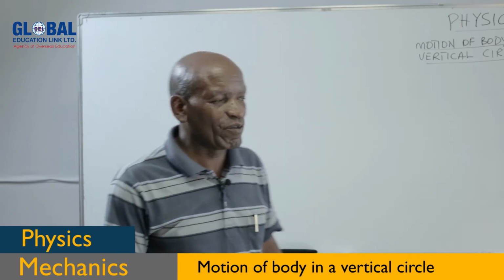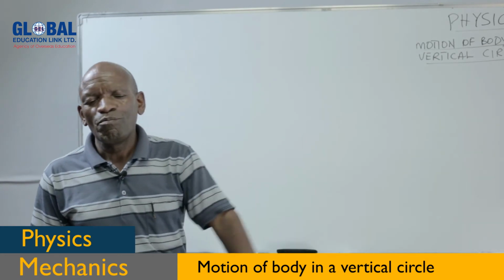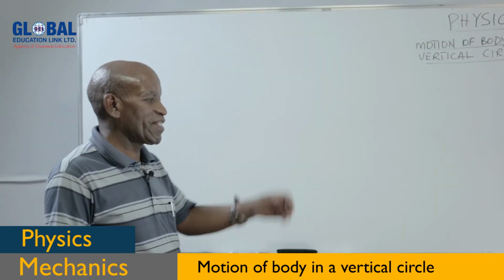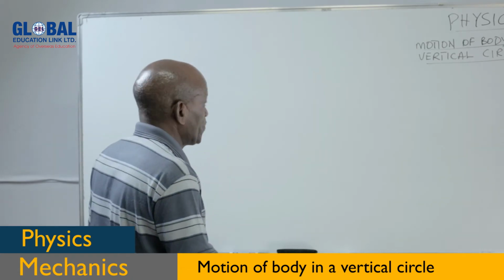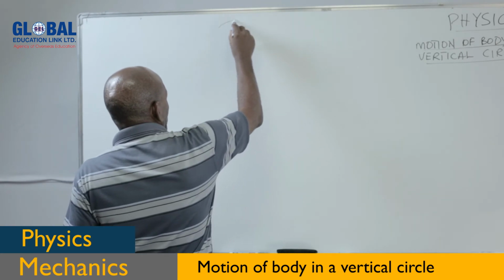So students, this is the question. We have a bucket which is moved in a vertical circle, and this bucket is filled with water. Its total mass with the water is 8 kilograms. The string by which it is made to move in a vertical circle has a length of 1.5 meters, and it is rotated with that particular velocity, 3.75 meters per second. So you can answer one question after another. Let us have a simple sketch of such a bucket moved in such a vertical circle.